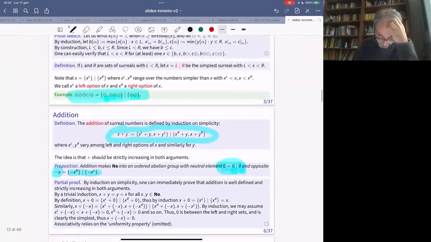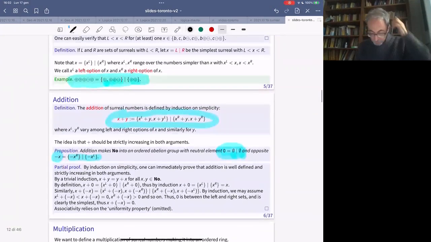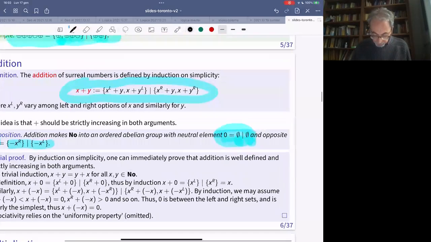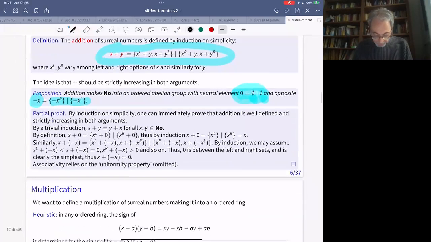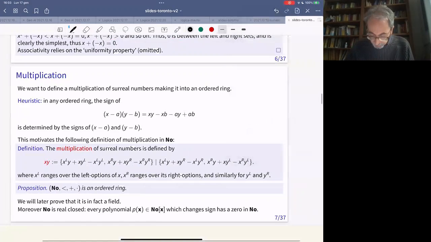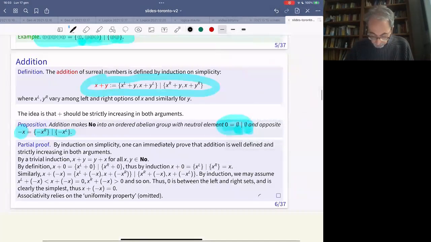Okay, now exercise. This is an abelian group and so on. And this is a sketch of the proof, but I will not go into that. Everything is done by induction on simplicity. Let's go to multiplication.